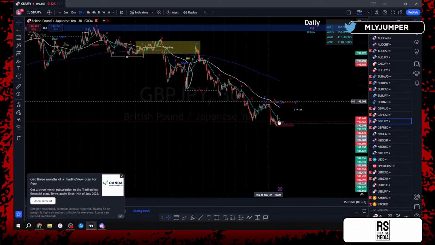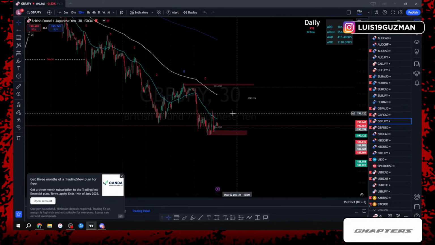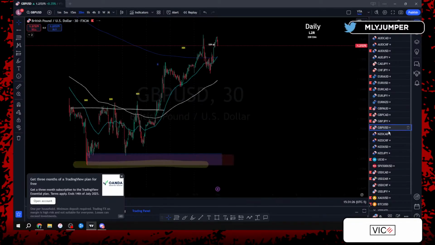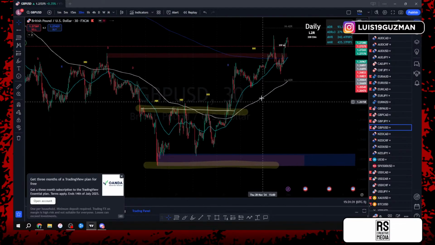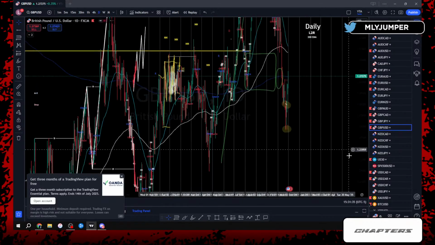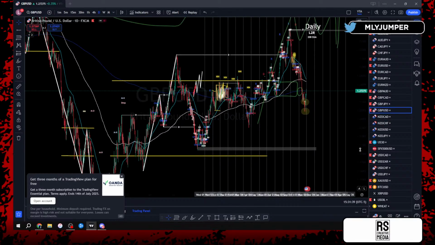So right now for GJ, nothing really on my radar just yet. I'm just going to let this one keep moving. Once we start having better structure, then I'll take a look at GJ. So let's go over to GU. Again, guys, any questions, let me know. I'm going to speed it up just a little bit. We're almost done. We're only missing about 6 pairs.